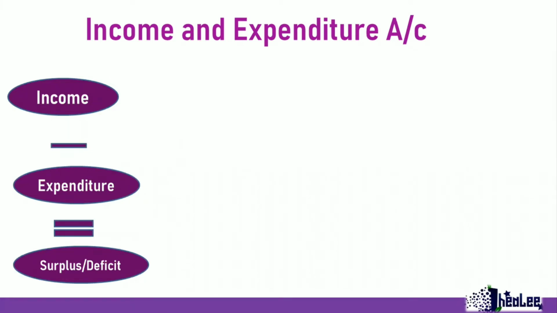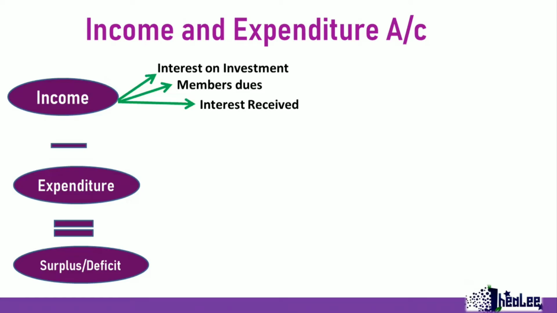Now we're going to look at examples of what are income. The first one there is interest on investment. Members' dues, so the money that comes in from the members in terms of their dues, that is income. Also interest received, and we have dividend received. Those are just four examples of income that would be generated by the cooperative business.